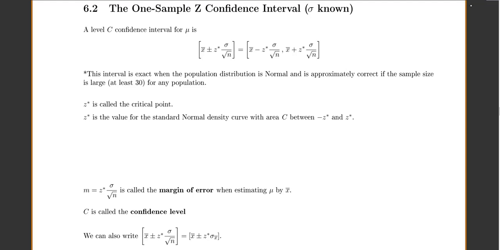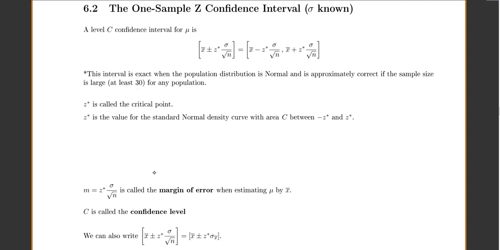In this section, we'll talk about our official one sample z confidence interval. We use a z confidence interval if we know our population standard deviation sigma. So our level C confidence interval for mu is going to be x bar plus or minus z star times sigma over the square root of n. Or if you want, you could just say x bar minus z star sigma over square root of n, and x bar plus z star sigma over square root of n.